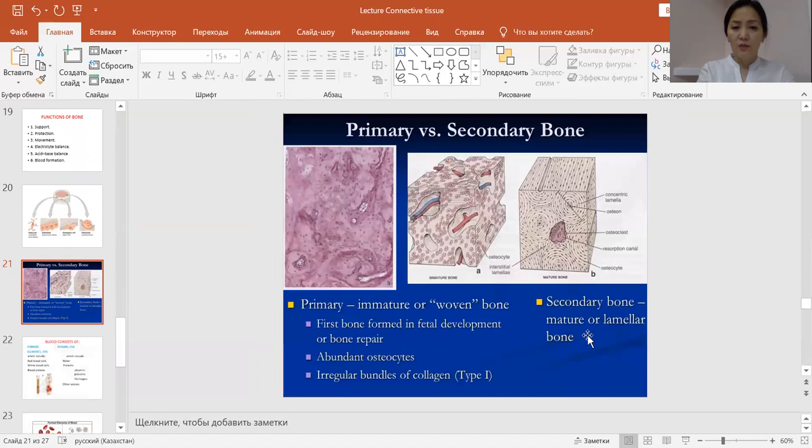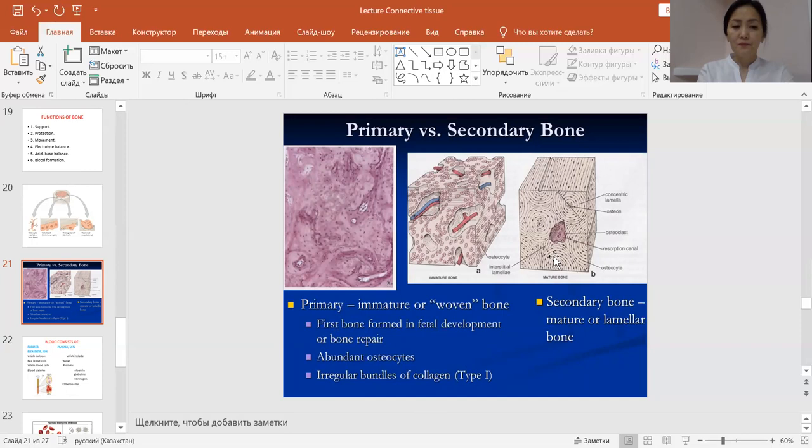We can divide the bone into two types: primary, or immature, or morphologically woven bone, and the secondary, which is the second type of bone. We can say mature bone or lamellar bone. Primary bone forms in fetal development or bone repair. In primary bone there are more abundant osteocytes than fibers, and the collagen fibers, of course, can look irregular. Secondary bone, mature, consists of different types of lamella, and also the matrix part consists of osteocytes.